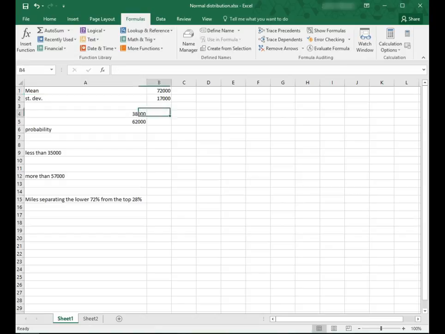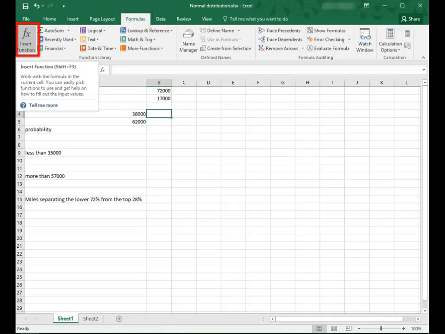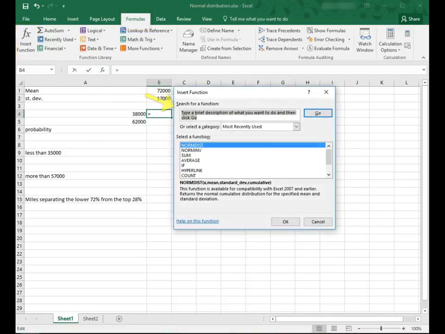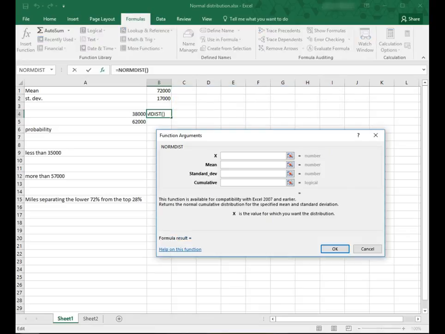To do this, we could enter the formula into Excel by hand, or we can go up to the Formulas tab and select Insert Function. Here we can search for the function we'd like to use, or if we use it frequently enough, it'll be in the box below displaying the most recently used functions. We would like to use the norm dist function, so we can highlight it in the box and click OK.